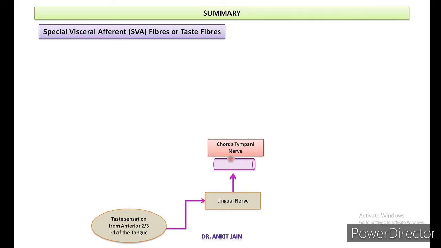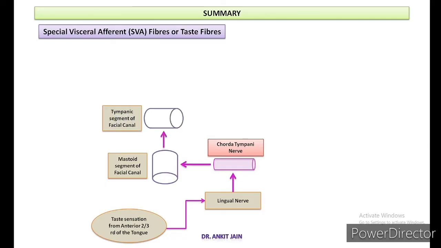Through the chorda tympani nerve, these fibers cross the tympanic cavity and enter into the mastoid part of the facial canal through posterior canaliculus. Now, these fibers pass through the tympanic part of the facial canal and enter into the geniculate ganglion and relay here.